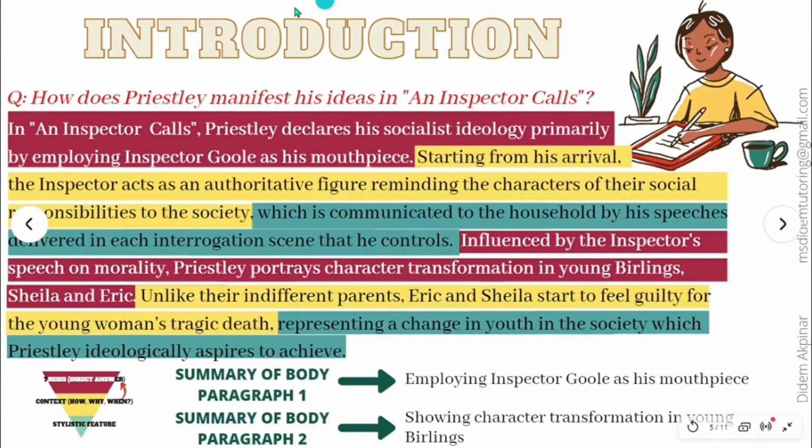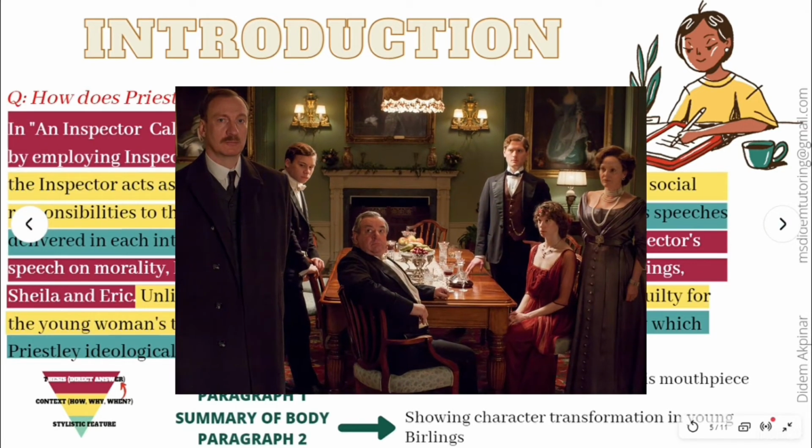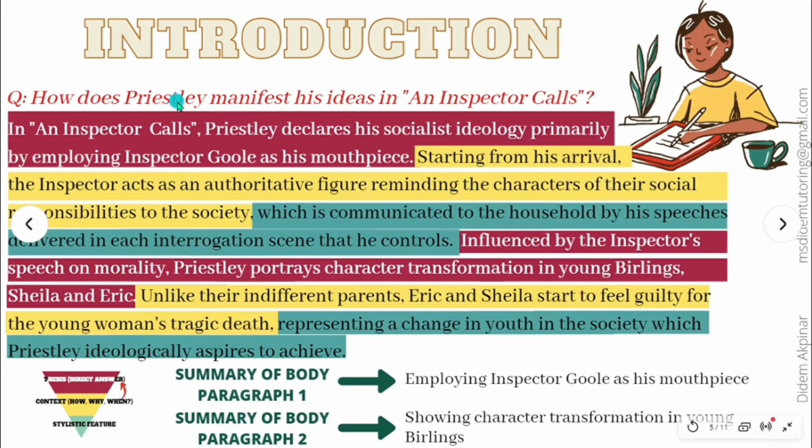This example is based on the play An Inspector Calls, famously written by J.B. Priestley. The playwright criticizes the capitalist society through a mock murder investigation. A question you would likely to combine in an essay is this: how does Priestley manifest his ideas in An Inspector Calls? My answer to this question are explained in my 2 body paragraphs in length. To summarize these 2 body paragraphs, I think that the playwright conveys his ideology first by employing the inspector as his mouthpiece, and secondly by showing character transformation in the young members of the Burling family.